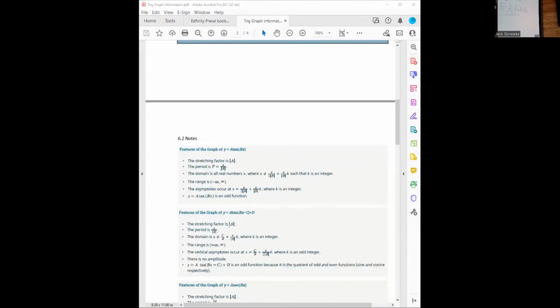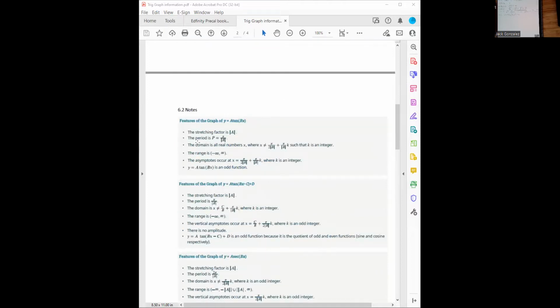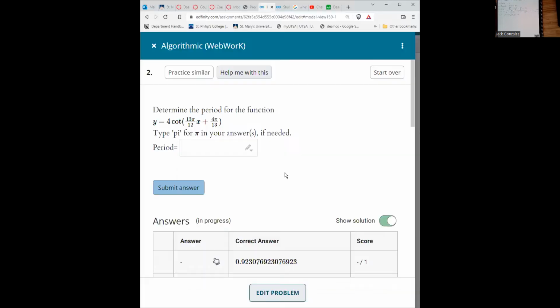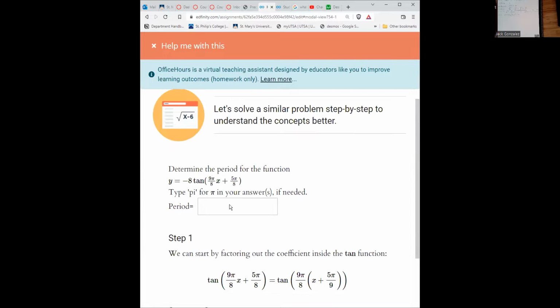The period of tan, so 6.2 starts right here, is pi over b, where b is a number on the x. So just divide by whatever's on the x. So let's go ahead and look at that example. Let's look at something similar, I guess. So we can look at the steps.